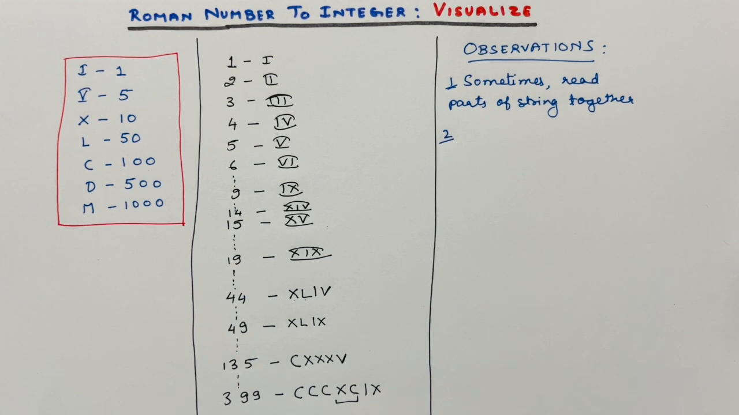Second thing that we can see is that whenever we are reading parts of the string together, it is of size 2, for example XC or IV or IX. It is never more than 2. It is never a length of 3 or 4 that we are reading together. And thirdly, whenever we are reading these two together, the second character always represents a greater number. That is why we can subtract the first number from the second. For example, here we are subtracting 10 from 100, here 1 from 5, here 1 from 10 and so on.